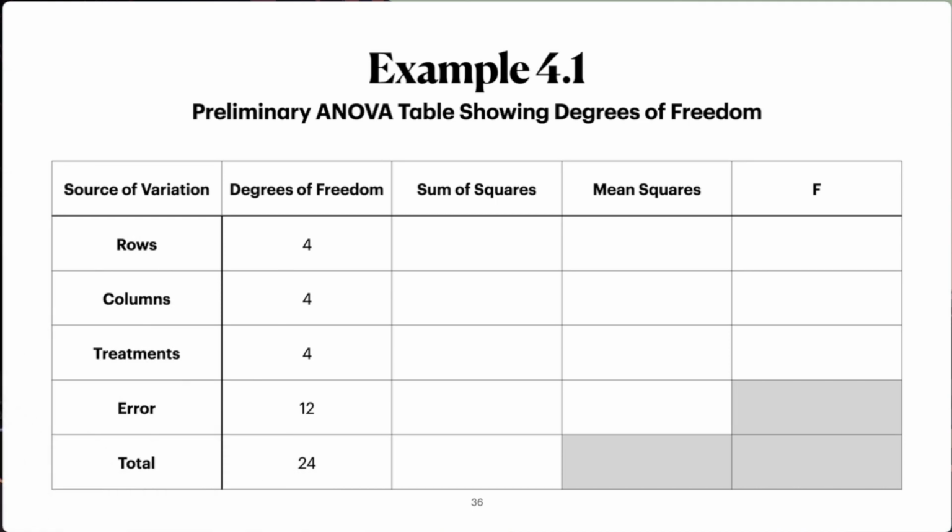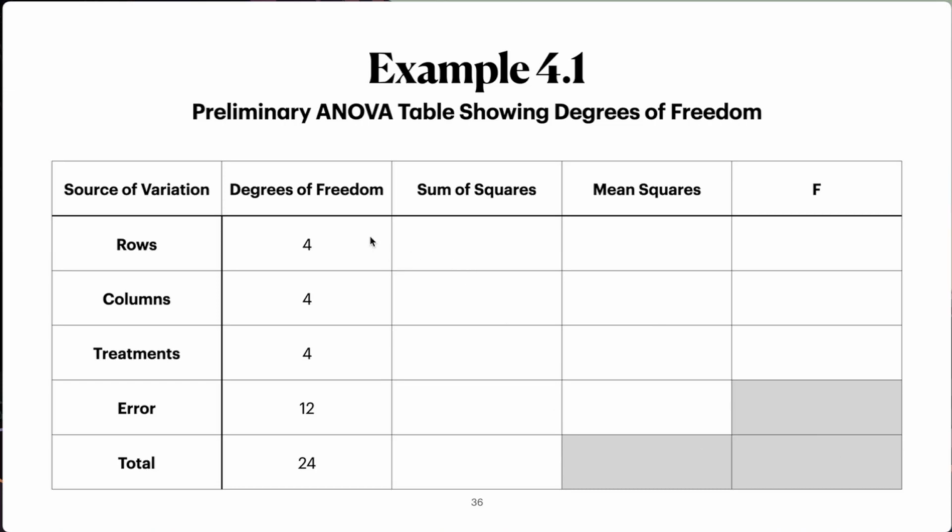All right, so here we have the preliminary ANOVA table showing the degrees of freedom. So we've got a Latin square design where we are comparing 5 treatments. And so we have a row blocking factor with 5 levels. We have a column blocking factor also with 5 levels. And then again, we have a set of treatments with 5 levels.